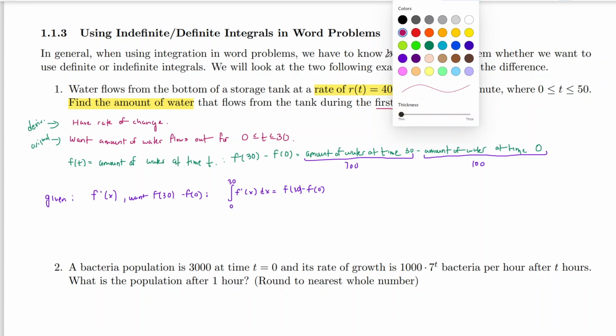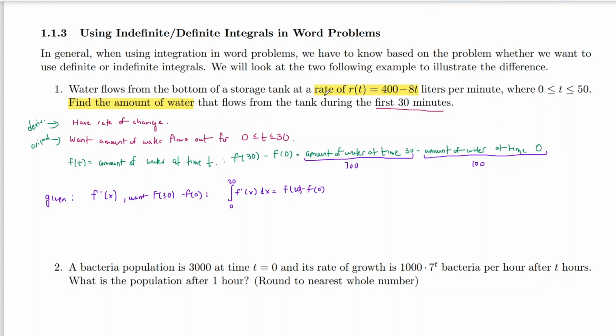All right, but all we have to do is exactly this. We take our derivative formula, which is 400 minus 8t. So let's just say amount of water flowing out for the first 30 minutes, but I'll not write the rest of that.